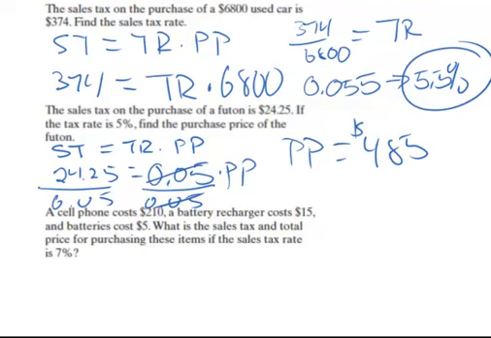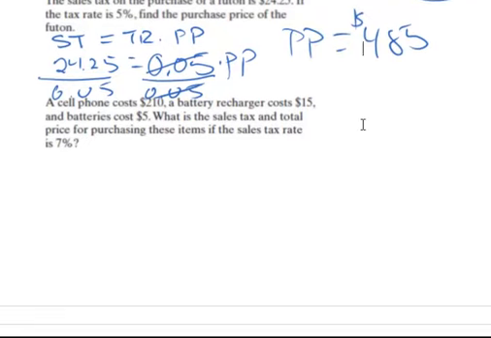All right. And so the next problem says a cell phone costs $210, a battery charger is $15, and batteries are $5. What's the sales tax and the total price for purchasing these items if the sales tax rate is 7%? Our first step is to add up each of those costs. So 210 plus 15 plus 5, okay, so we're spending a total of $230.